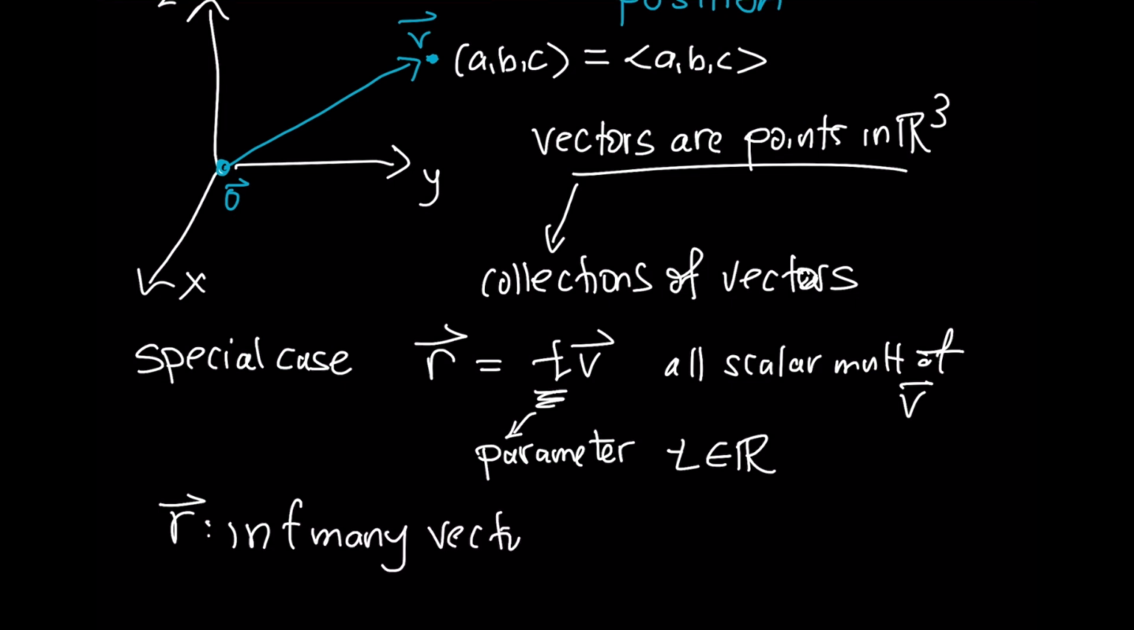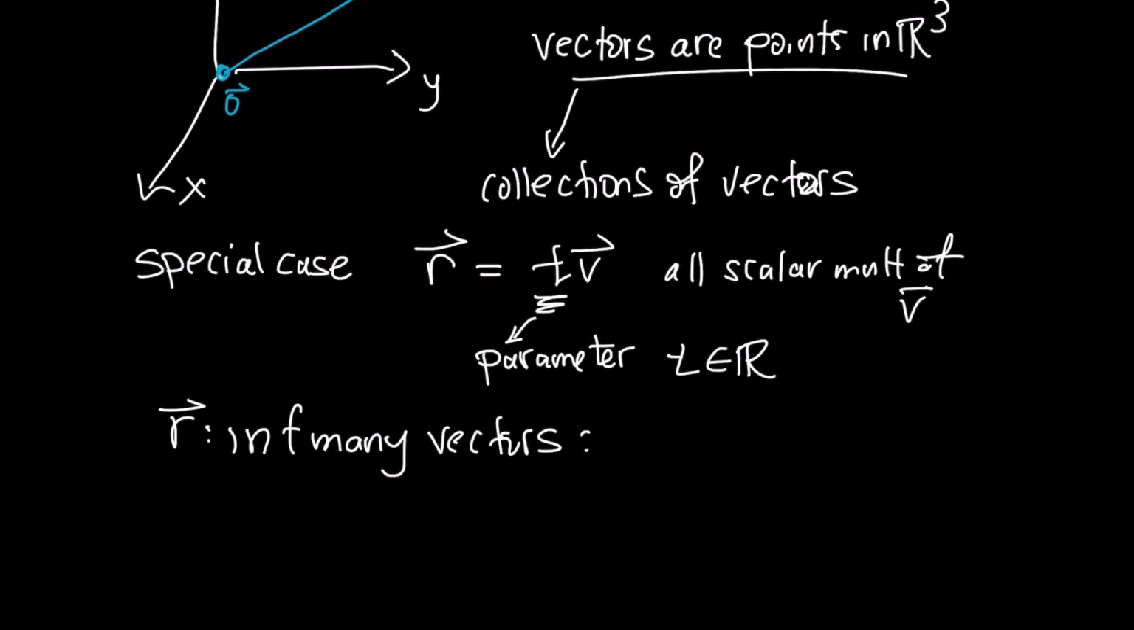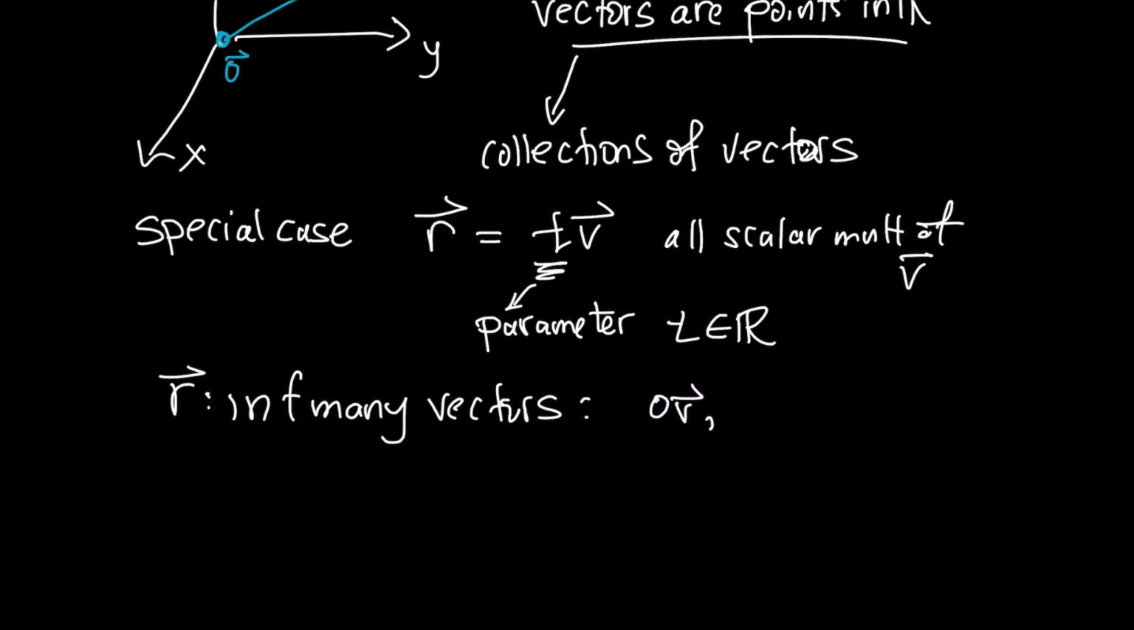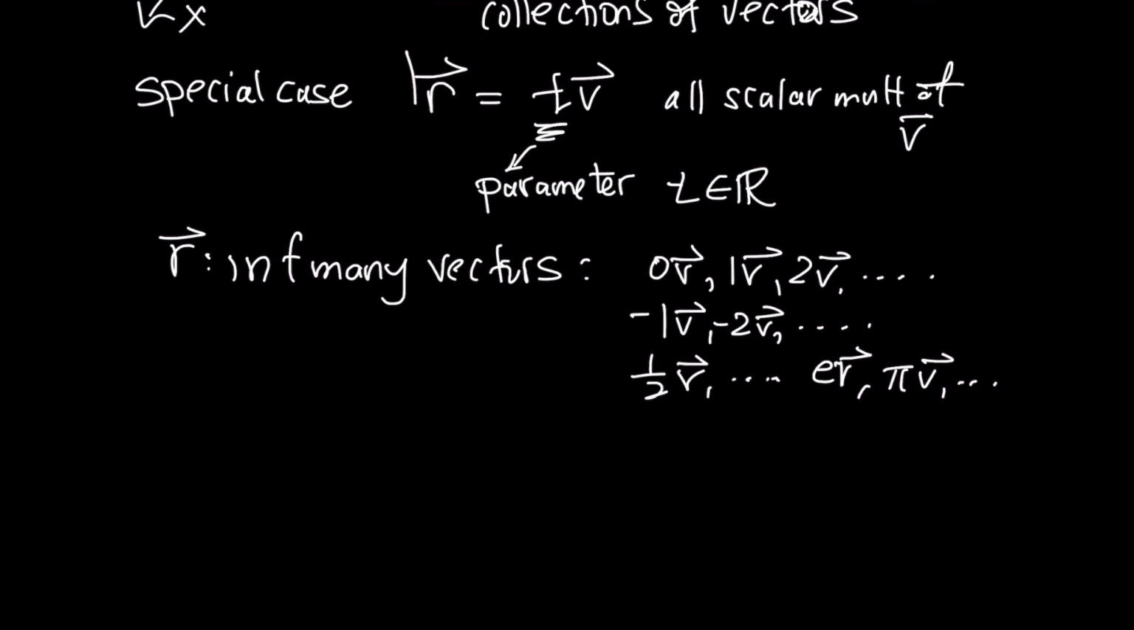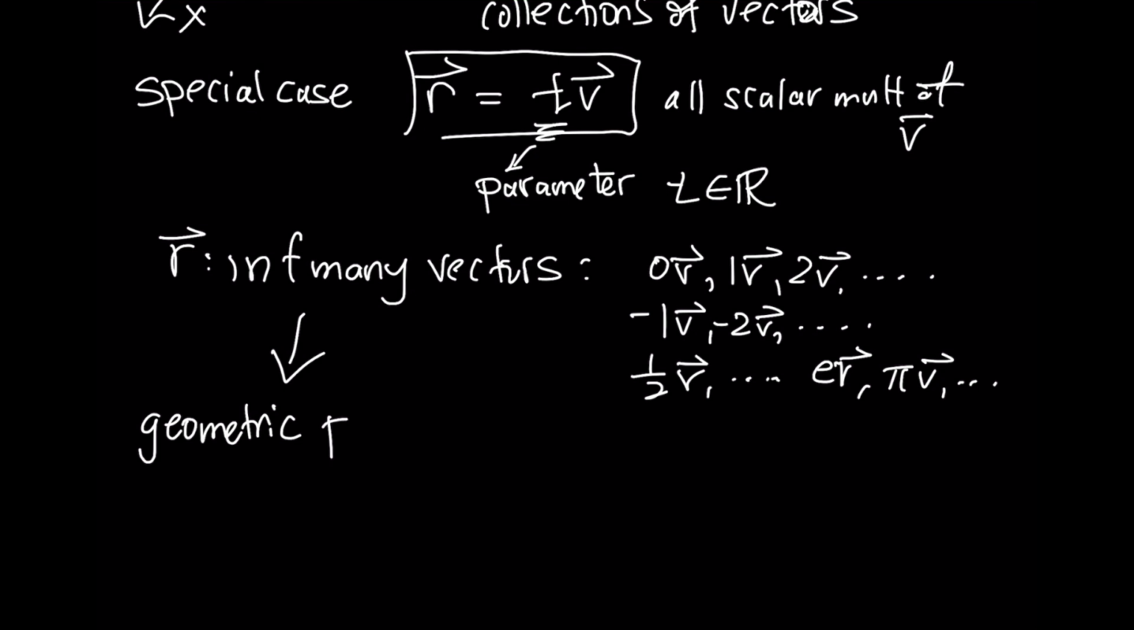So for example, it includes 0v, 1v, 2v, and it can go up as far as you'd like. You can have negative 1v, negative 2v, and as far as you'd like. You could take fractional multiples of v. You could even take irrational multiples of v. So you could have e times v or pi times v. And this nice formula collects them all. What we're interested in is whether there's some sort of geometric pattern with this collection of vectors.